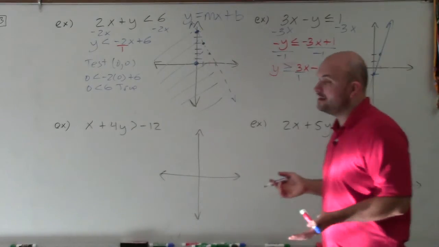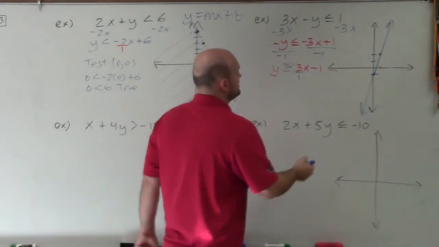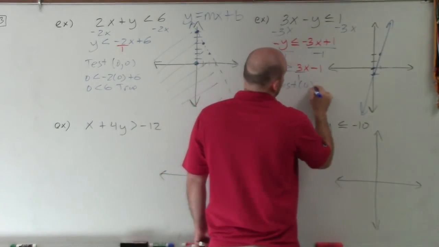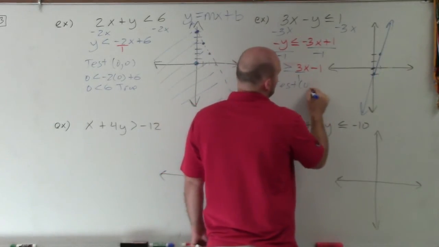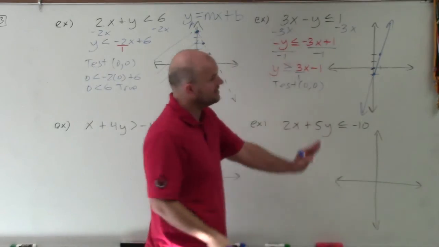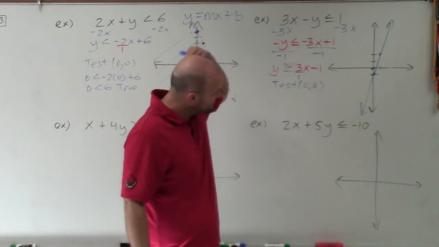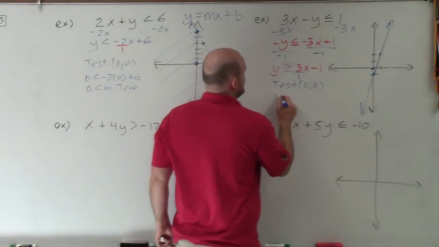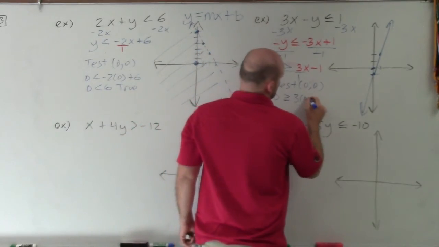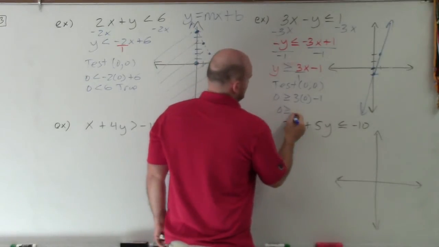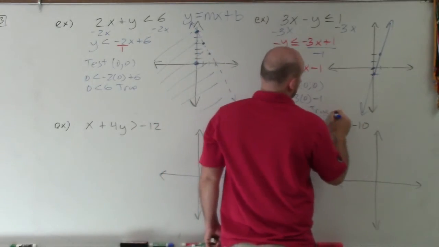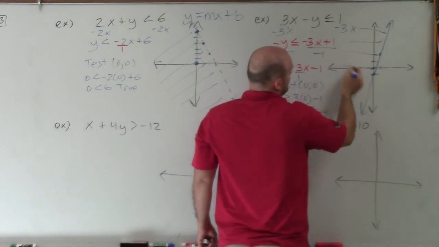Okay. Then again, I want to go ahead and use my test points. So I'll just use 0, 0 again to test. Now, again, since I've solved for y, I know it's greater than or equal to. I can assume, through my examples, that I'm going to be shading above. But let's just use a test point to prove that. 0 is greater than or equal to -1. That means that is true. That means all points above the line are true.